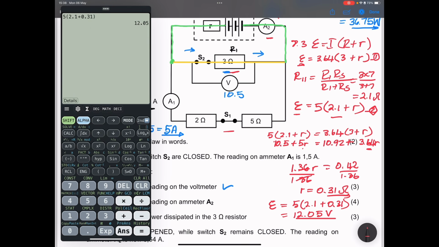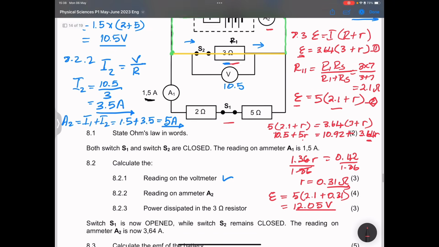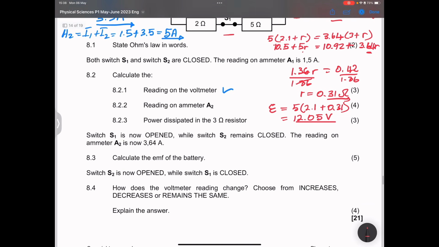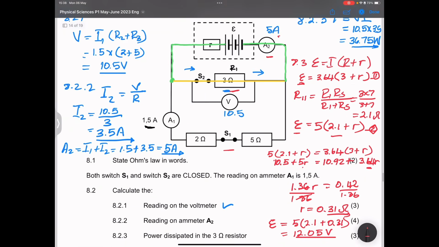Of course, you could have worked it out in a different manner, and I hope that it's not confusing with all of the clutter that is going on, but you can just follow along. And finally, they ask us, switch S is now opened while switch S1 is closed. Rather, switch S2 is opened.